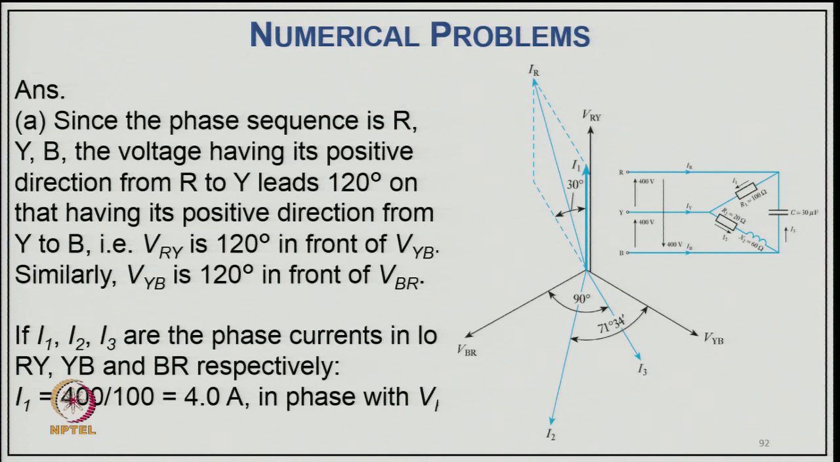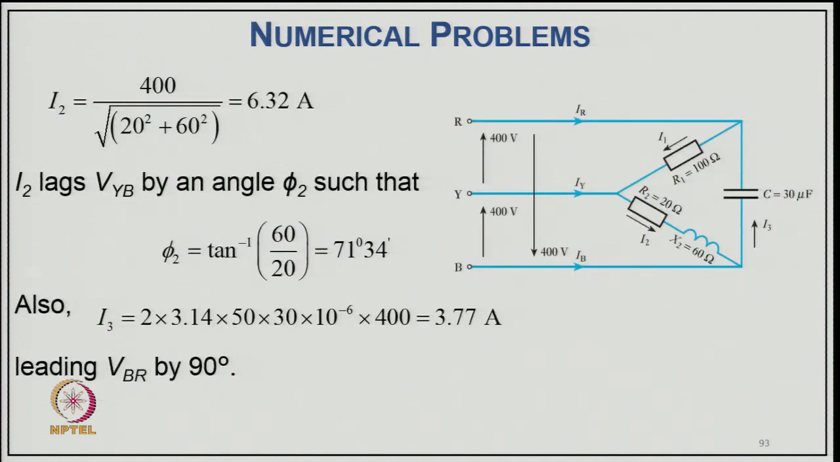So, if I1, I2 and I3 are the phase currents in RY, YB and BR respectively, I1 will be 400 by 100, that is 4 ampere, in phase with V1. I2 will be 400 by root of 20 square plus 60 square, that is 6.32 ampere, and I2 lags by angle phi 2. So, phi 2 will be tan inverse 60 by 20, that is 71.3 degree. I3 will be 2 pi into 50 into 30 into 10 power minus 6 into 400 in the capacitor, that is 3.77 ampere, and leads by 90 degree from the voltage across it.